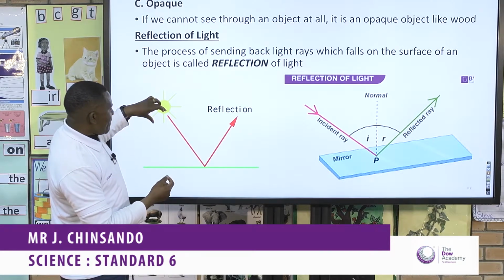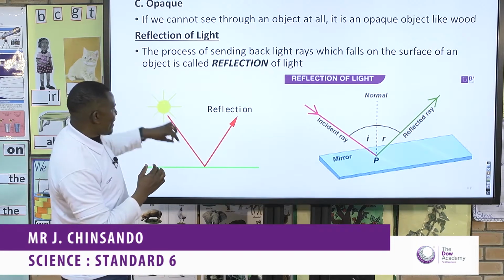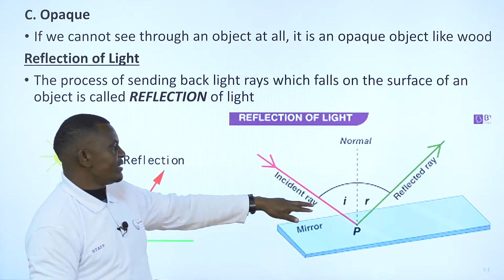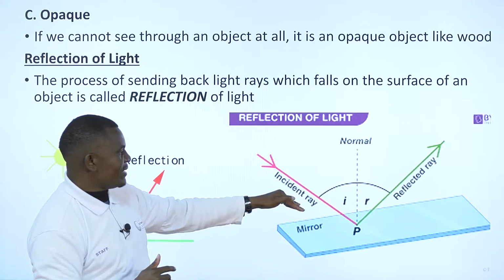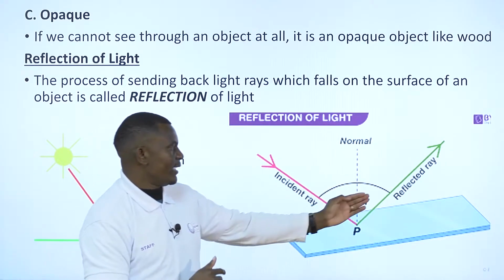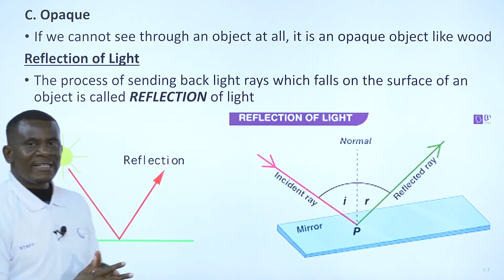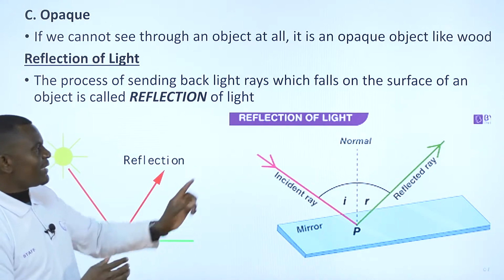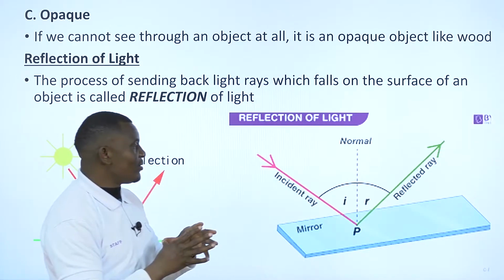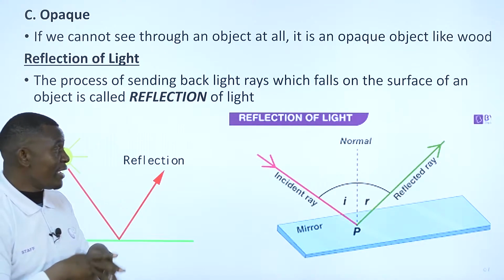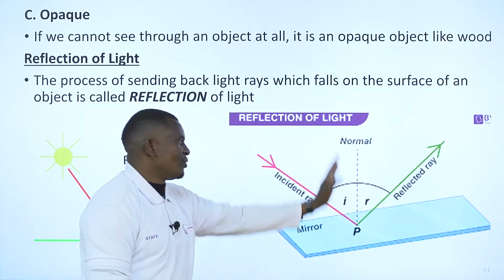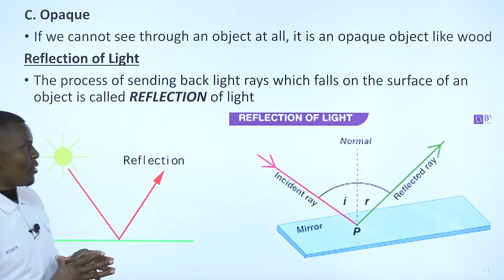The beam that is coming from the light source is called an incident ray. And then when it is bounced, it is called a diffracted ray. But there is one that is in the middle and we cannot see it. It is an imaginary line which is called a normal.